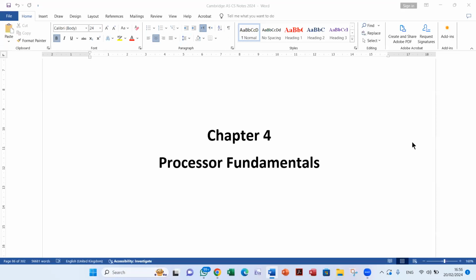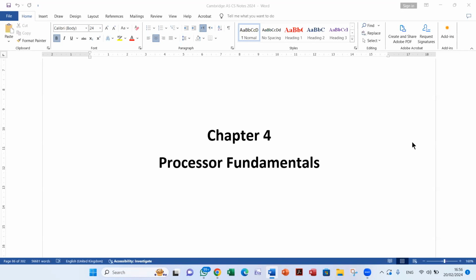Cambridge AS Chapter 4, Processor Fundamentals, Part 1. We will start studying the processor fundamentals. What is the processor? The processor is the central processing unit, which is the brain of the computer. This is the heart of the computer. We will study its components.